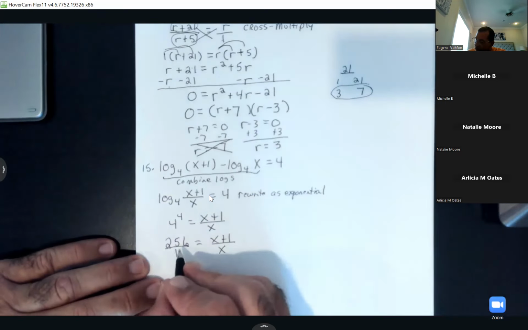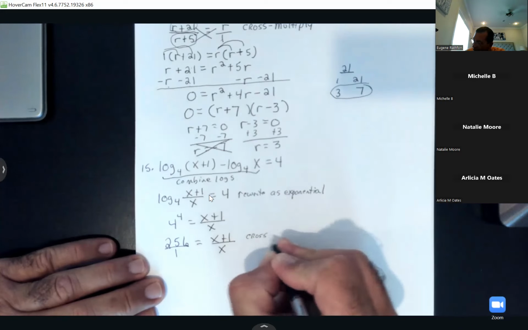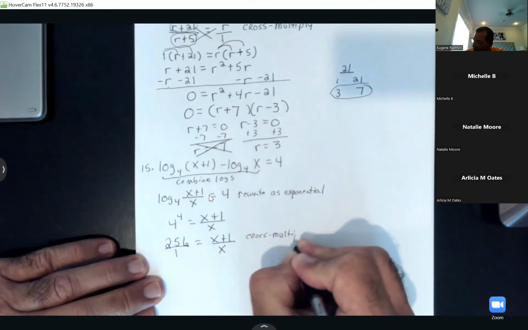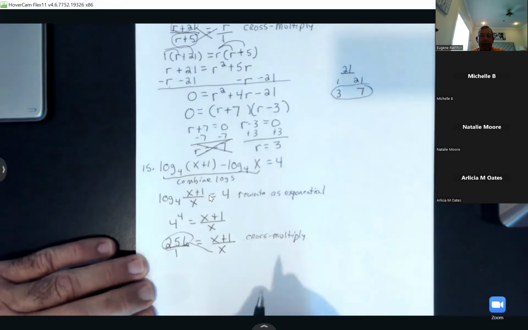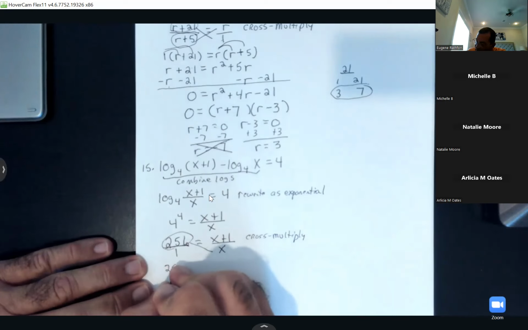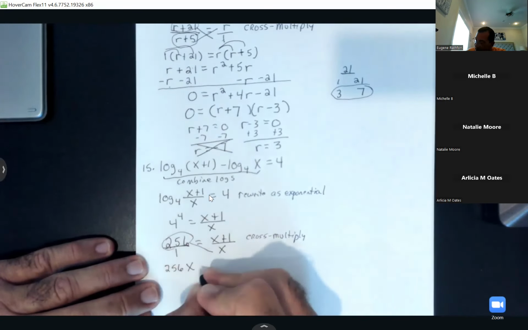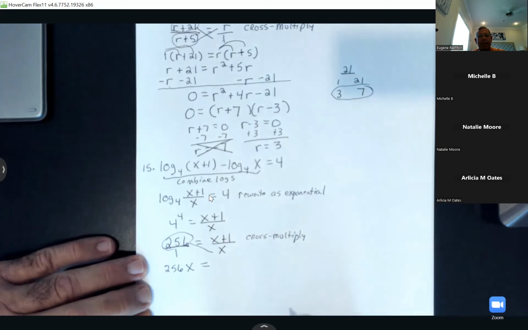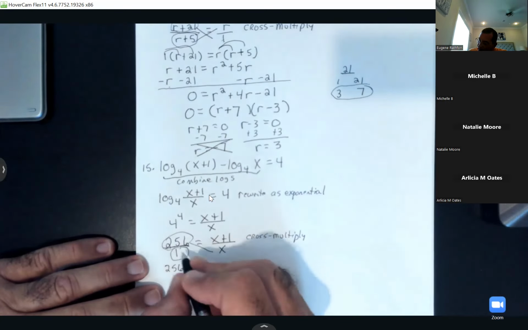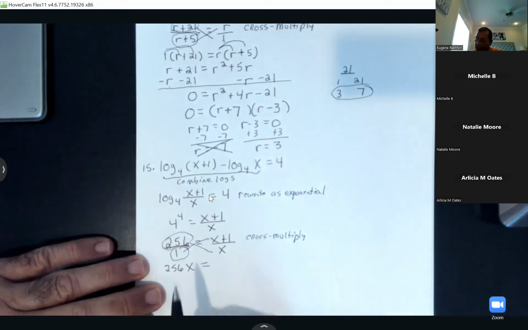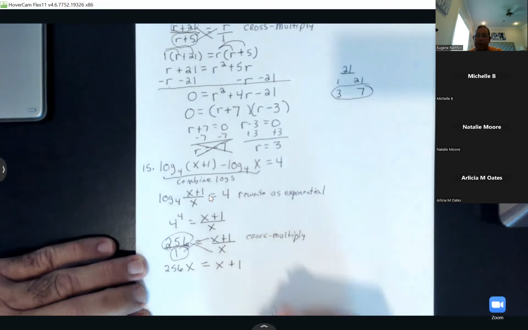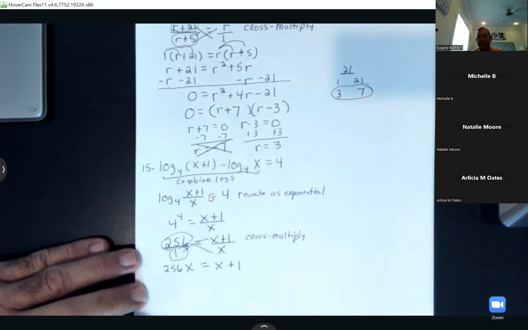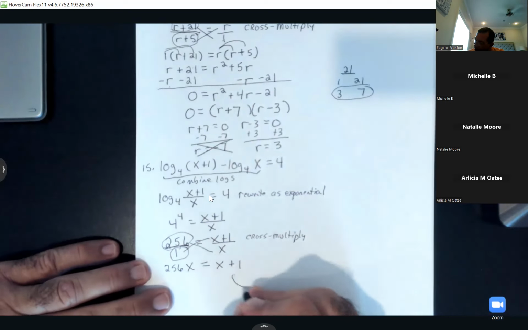So guess what? We're going to cross multiply again. This top multiplies by that bottom, so I got 256 times x. Then you take the bottom and multiply by that top. Well, 1 times x plus 1 is just going to be x plus 1. So I'm going to bring this up here now.